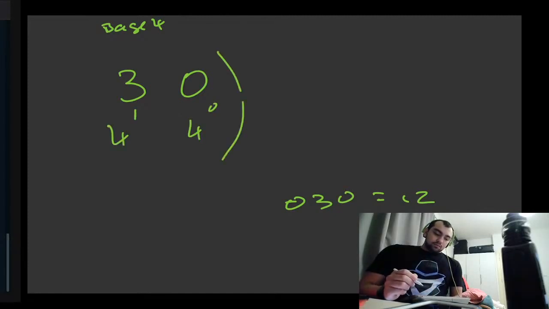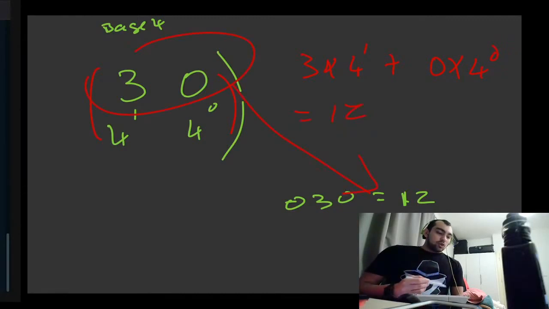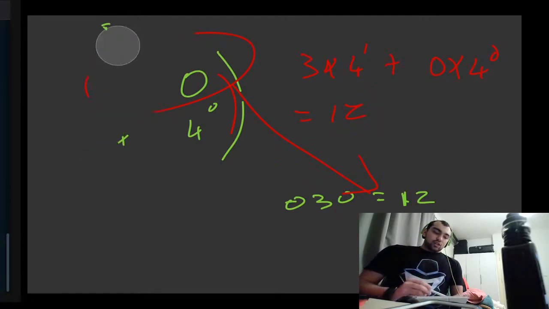Oh, this is actually wrong. It's not. I'm an idiot. Am I? No, it is. Oh, wow. I just brain farted. So again, we're multiplying these. So 3 times 4 to the power of 1, which is 12, plus 0 times 4 to the power of 0, which equals 12. So we can see that this is 12. Yes, this is what I was trying to say before.